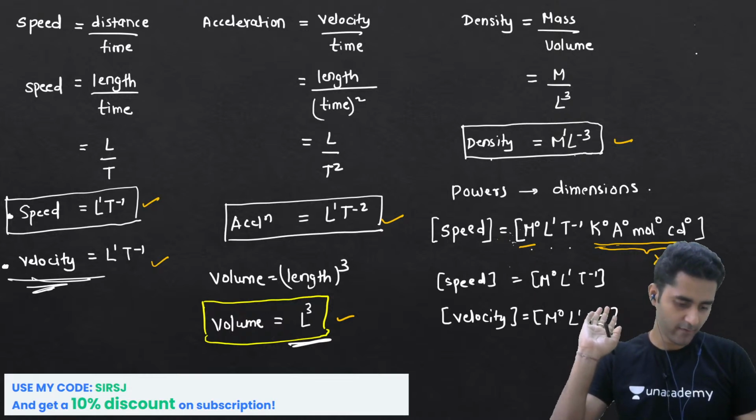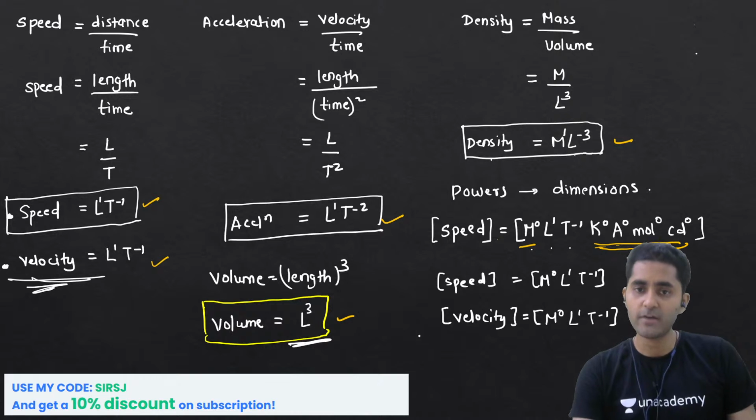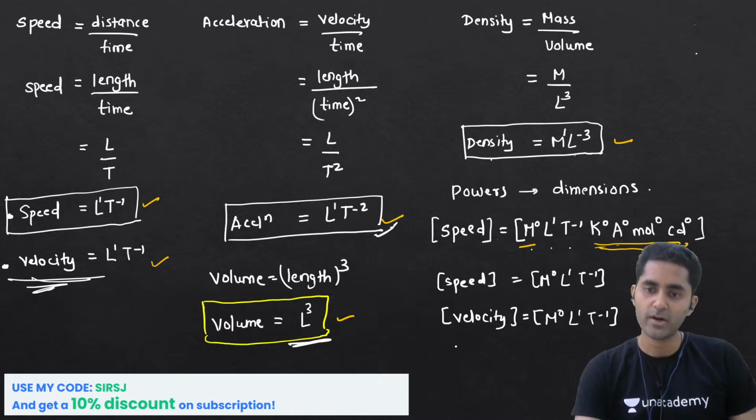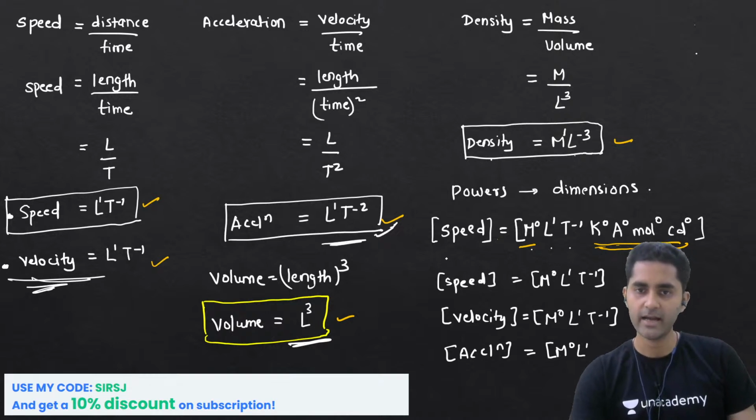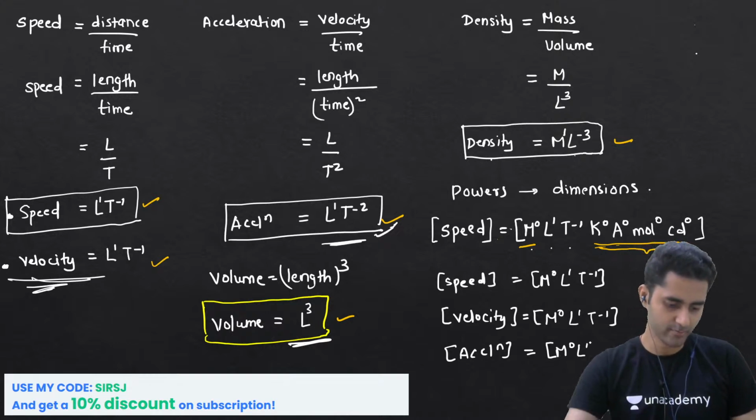If you have any question or doubt, you can ask. Then let's talk about acceleration. Here you can see what the dimensions of acceleration are. Just a second, I don't know whether it is visible or not. Yes, M0 L1, and here you can see, T-2.